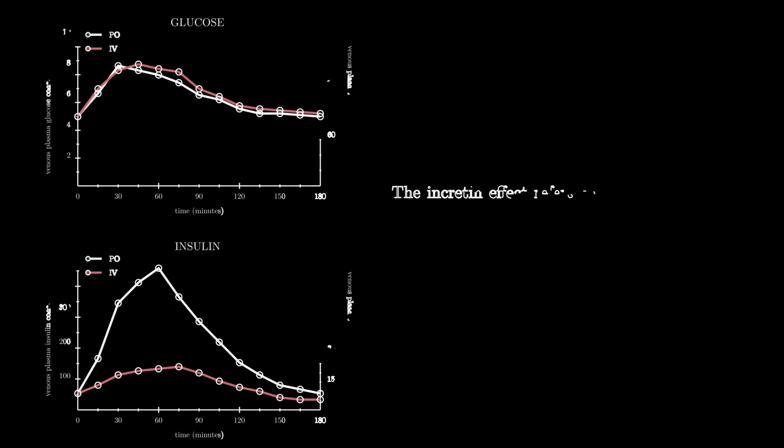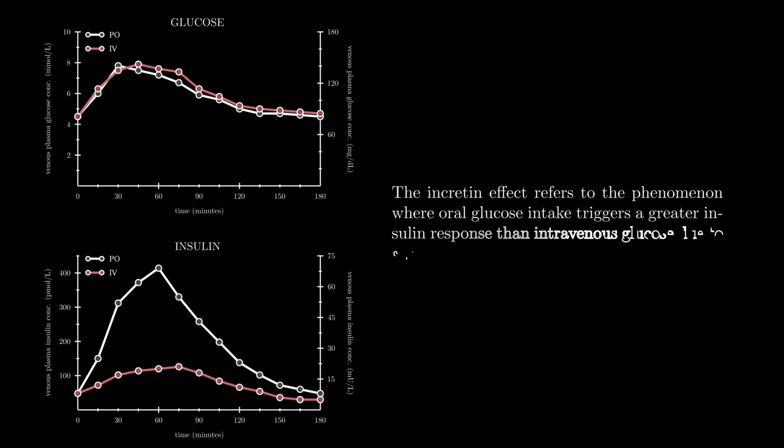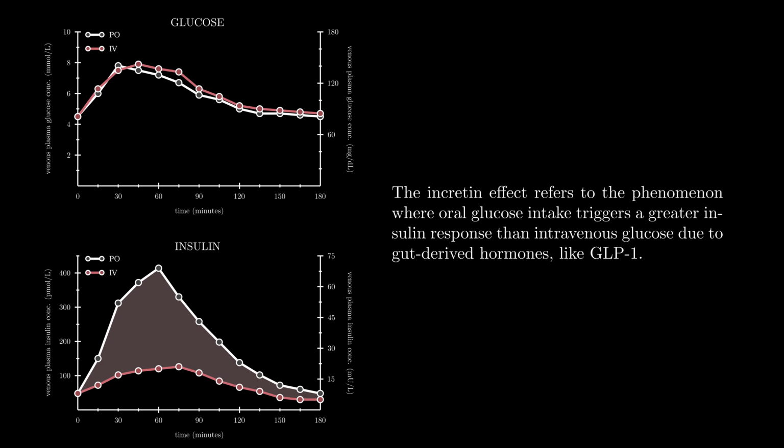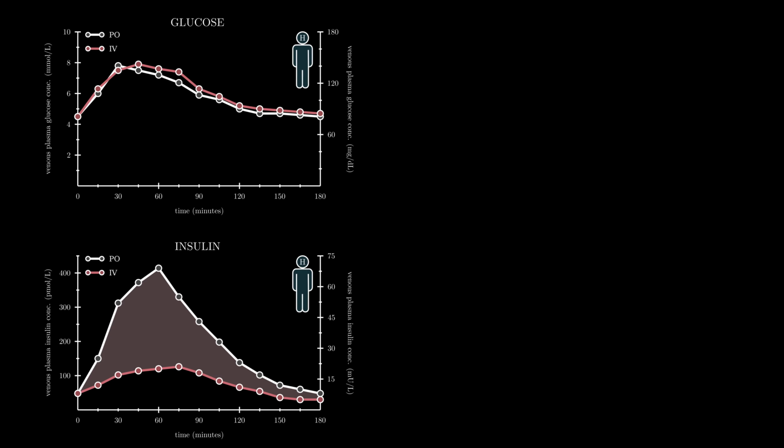In summary, the incretin effect refers to the phenomenon where oral glucose intake triggers a greater insulin response than intravenous glucose due to gut-derived hormones like GLP-1. The highlighted area is actually a visual representation of the incretin effect. So far, we've looked at how this effect plays out in a healthy individual, but it's almost impossible to discuss the incretin effect without touching on its role in type 2 diabetes.